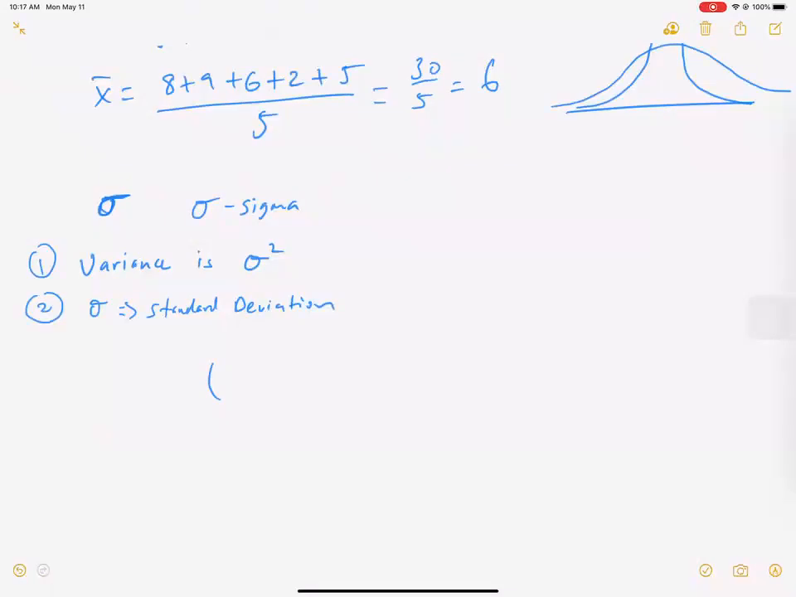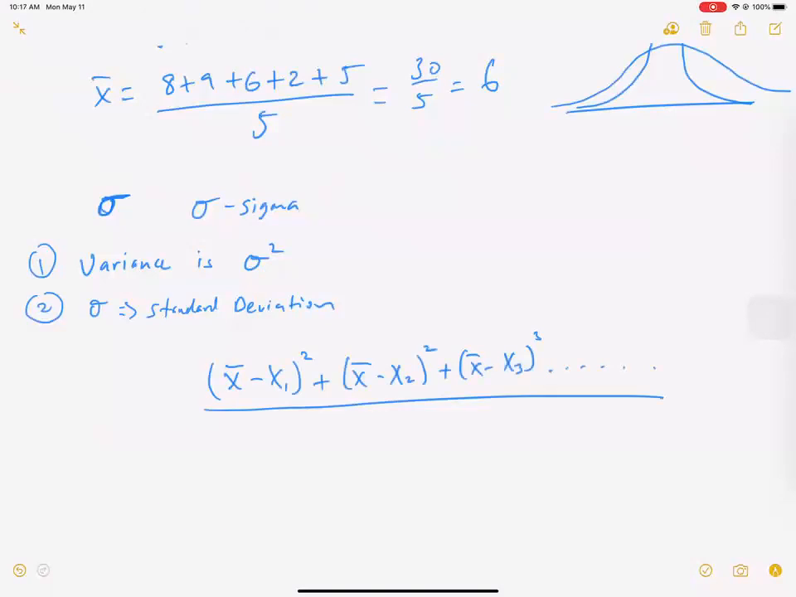So I'm going to label this: we're going to take x bar, the mean, minus the first term, squared, plus x bar minus our second term, squared, plus x bar minus our third term, squared, and so on and so forth. Then we're going to divide that by the number of terms, which we'll call n. So variance is this idea of taking the mean minus each term, very similar to what we did with our absolute deviation.